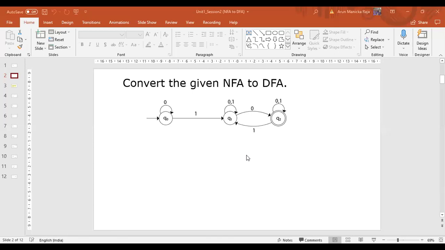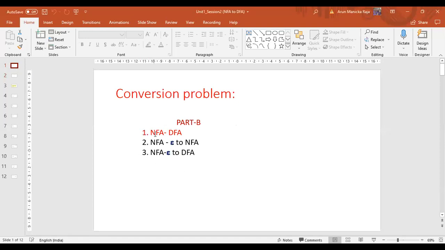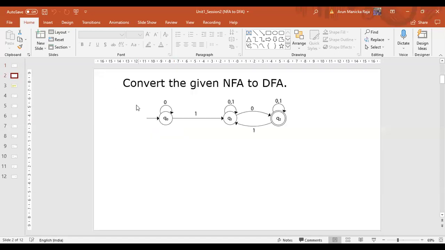So here the problem is given, these are the conversion problems. We are going to see part B questions: how we can convert NFA to DFA, how we can convert NFA with epsilon to NFA without epsilon, and how we can convert NFA with epsilon to DFA directly. These are very important part B questions. Please concentrate on this. So far we have discussed basic concepts, basic terminologies, what is meant by DFA, finite automata, and how we can calculate the epsilon closure. Now we are moving to the part B section.